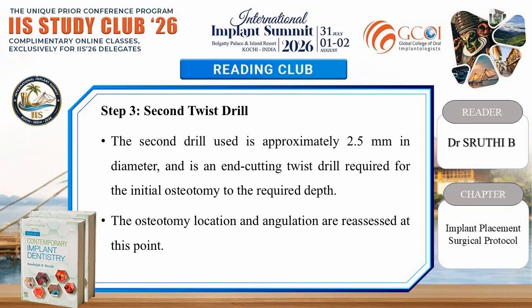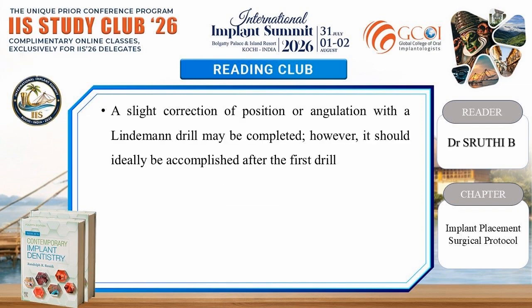Step 3. Second twist drill. The second drill used is approximately 2.5 mm in diameter and is an end-cutting twist drill required for the initial osteotomy to the required depth. The osteotomy location and angulation are reassessed at this point. A slight correction of position or angulation with a Lindemann drill may be completed. However, it should ideally be accomplished after the first drill.